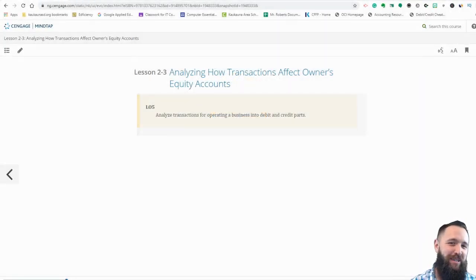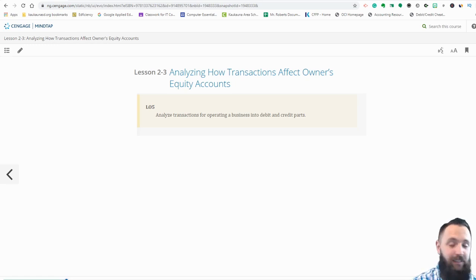Intro to Accounting, Mr. Roberts here, and today we're going to continue analyzing transactions that are going to affect our owner's equity account. And I'm going to be upfront with you. Today is one of those days that people get a little bit frustrated and they go, What do you mean? Wait, that doesn't make sense.